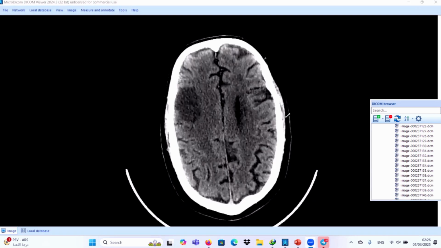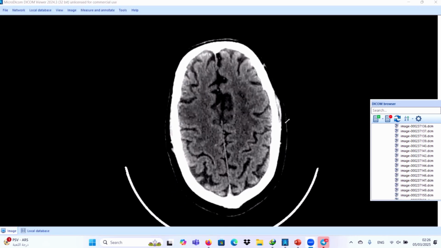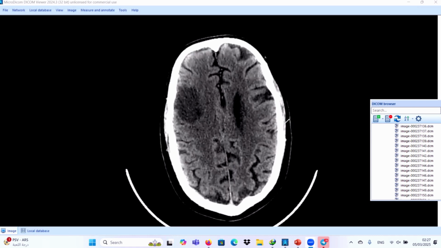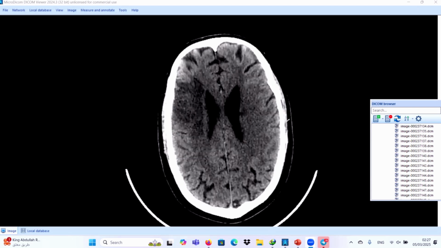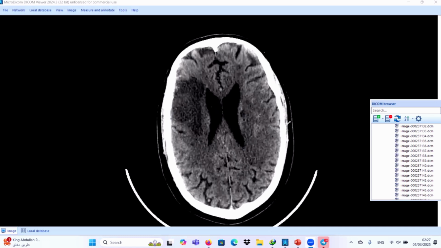We have also, in this case, small hypodense areas, subcortical in location at the left frontal region, and its density is much lower. So most likely these are small chronic lacunar infarcts. Let's move to our second case.